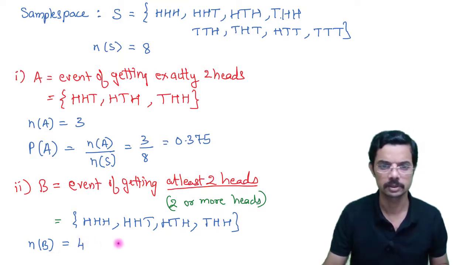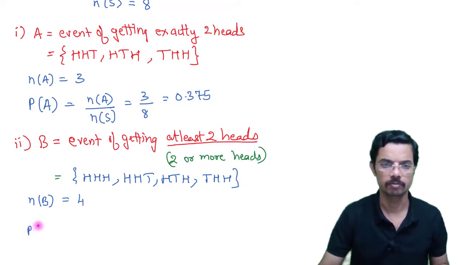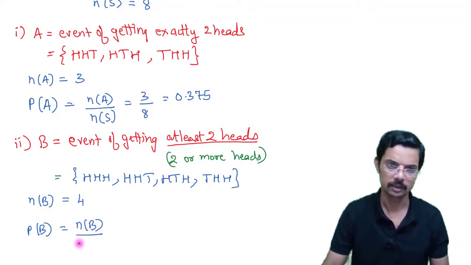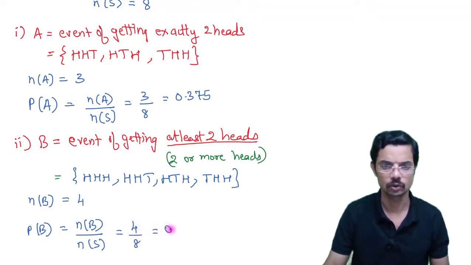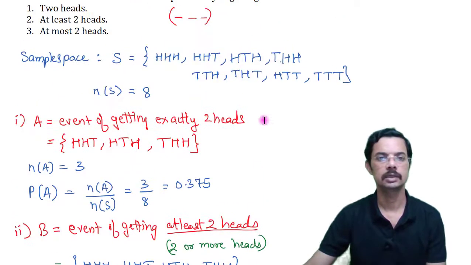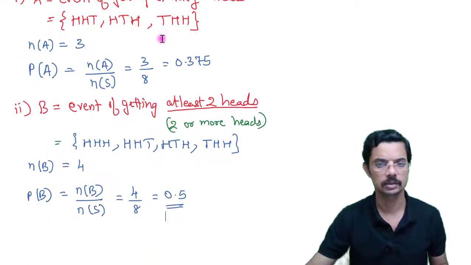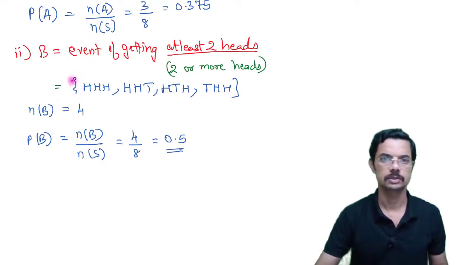So what will be the probability of B? The probability of B will be given as the number of elements favorable to B divided by the number of elements in the total sample space. So here we have 4 by 8, and that is equal to 0.5. Clear? In the same way we can go for the third question of getting at the most 2 heads. So how can we get that?